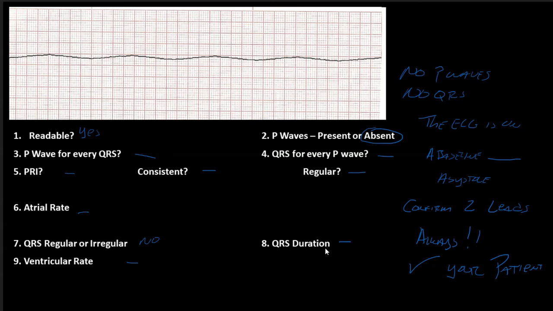Anybody who has this rhythm is going to be pulseless and apneic. So if they're talking to you, it's not an asystole. Always check back to the machine to make sure that that's okay. Make sure that they don't have a pulse, and if they don't have a pulse, then you may need to be doing CPR. Talk to you later.